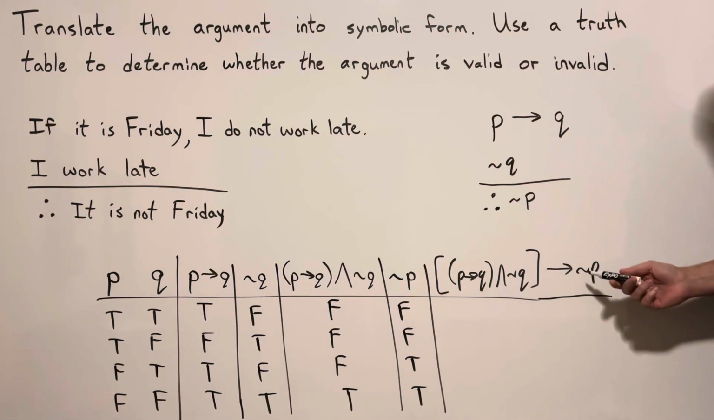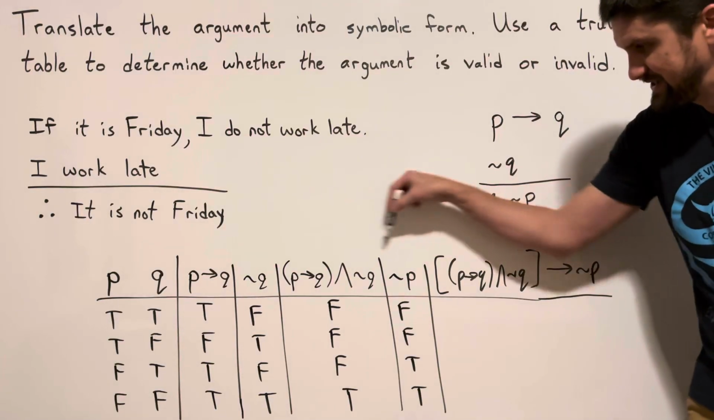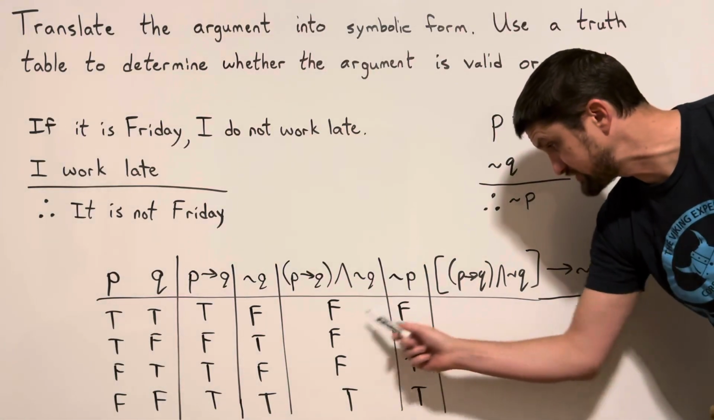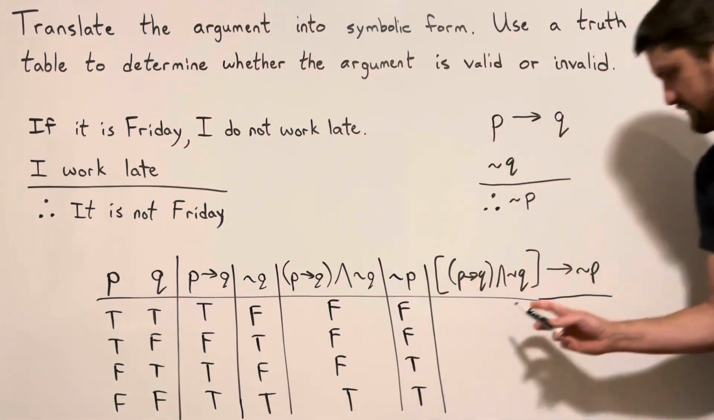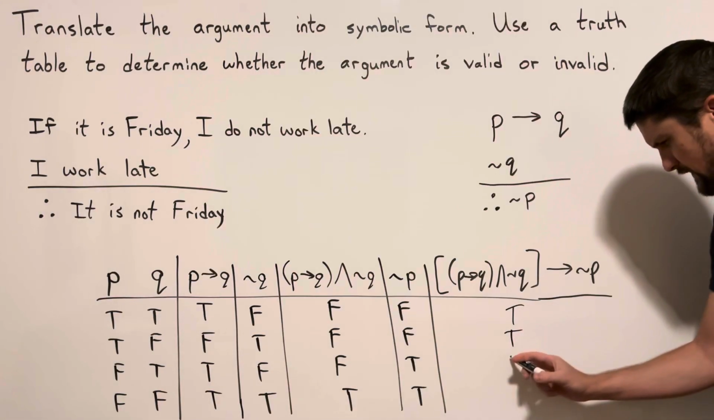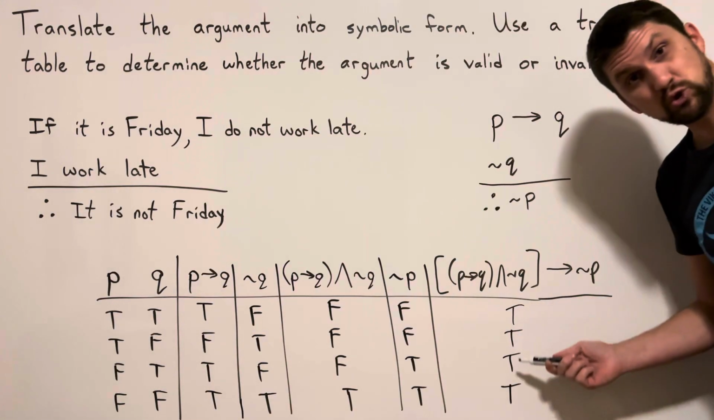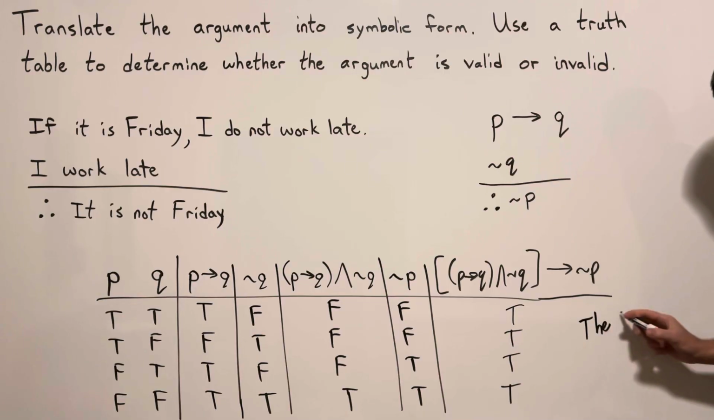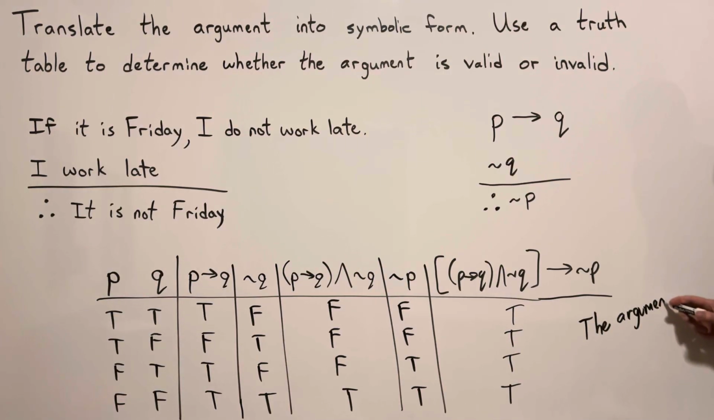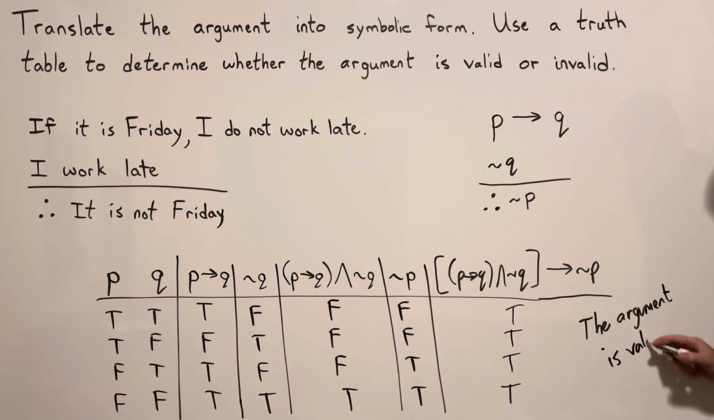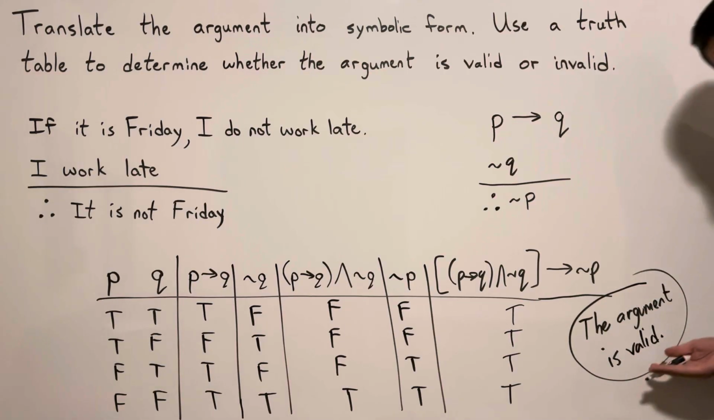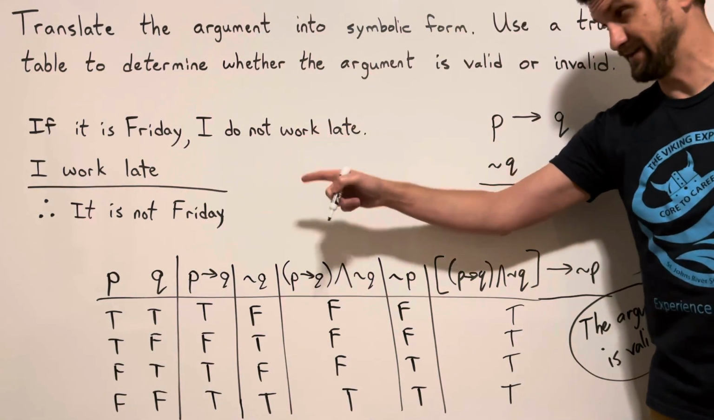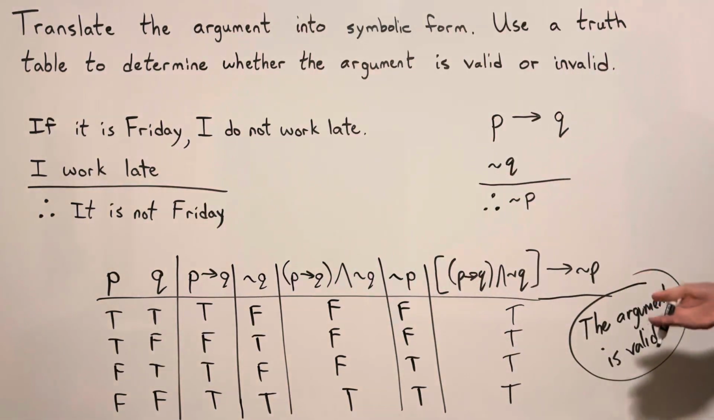All right, so this is an if-then statement. I'm going from this to this. If-then statements, there's only one false case, if I go from a true to a false. Do I have any true to false scenarios? No. That means they're all going to be true. And since it's true for all scenarios of P and Q, we're going to say the argument is valid. Which makes sense if you think about it. If it is Friday and I do not work late, and I work late, then it is not Friday. That makes sense. There you go.